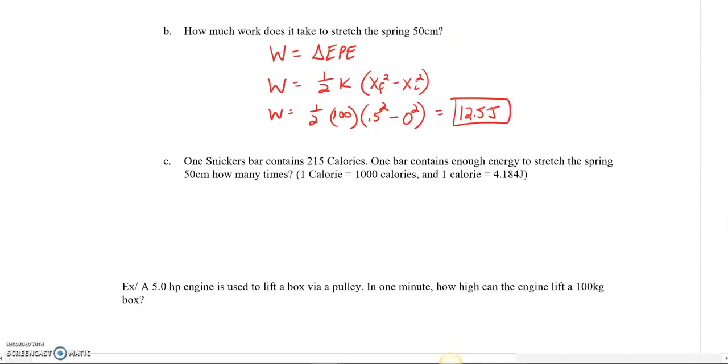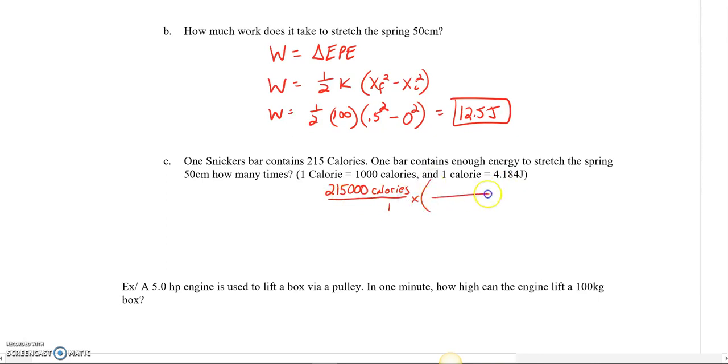Part C, one Snickers bar contains 250 calories with a capital C. One bar contains enough energy to stretch the spring 50 centimeters. How many times? So first of all, you have 215 calories with a capital C. That's 215,000 lowercase calories. So interesting side note, when you read the wrapper on food items, when it's spelled capital C calories, they're talking about kilocalories, thousands of calories. And each calorie is the equivalent of 4.184 joules.